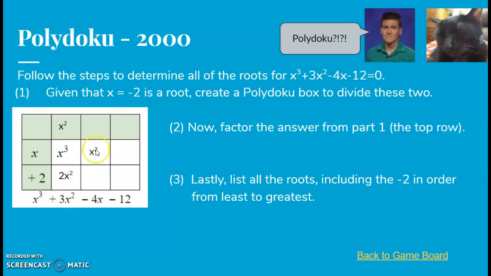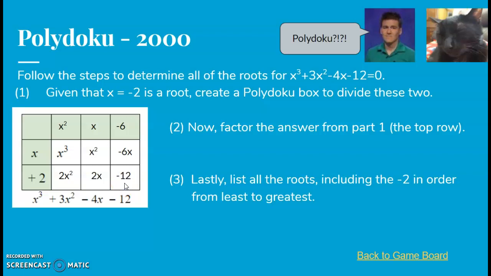So I put an x squared here, which means we're going to need an x up here because x times x is x squared. X times the 2 is 2x squared, but we wanted negative 4. So we're going to need negative 6 because negative 6 plus 2 is negative 4. Negative 6 up here on top times the x is negative 6x. Negative 6 times 2 is the negative 12.